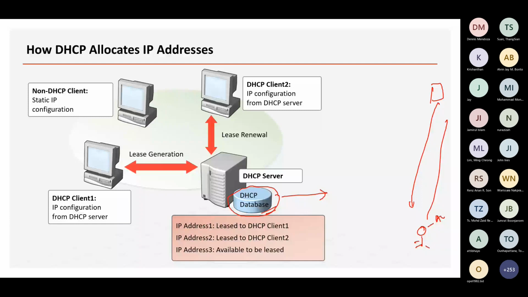Now, how is an IP address given, and how is it retained? There are two processes happening in a client. One is known as lease generation, and the second is known as lease renewal. So you have lease generation available, and you have lease renewal also available. We'll try to understand the difference between lease generation, and we'll see how lease renewal happens here. Now, let me give you a scenario.